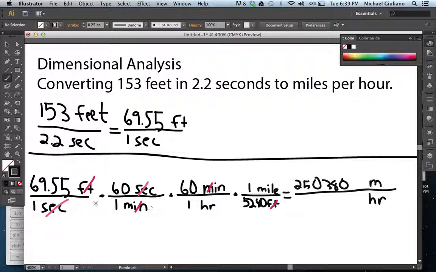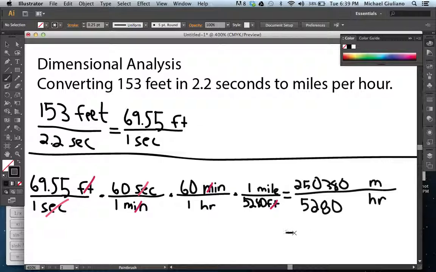Alright, and then 1 times 1 times 1 times 5,280 is just 5,280. So again, that's not too helpful. If you tell a judge that you were going 250,380 feet in 5,280 hours, he's going to look at you like you're an idiot.